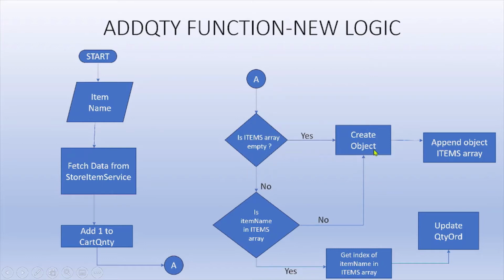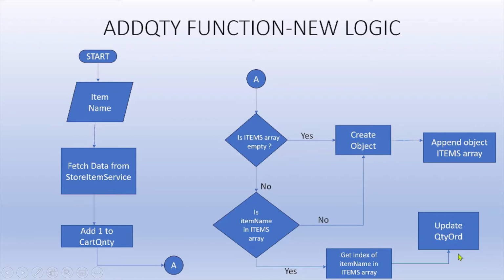If it is, then we follow the logic we had earlier. We create the object, of course, and we append the object to the items array, right? If, on the other hand, the items array is not empty, which means the user's cart is not empty, we now check if item name is in the items array, or is the item the user is currently adding already in his or her cart. If it is, we get the index or the position at which item name is located in the items array, and then we can just update quantity order in place, right?